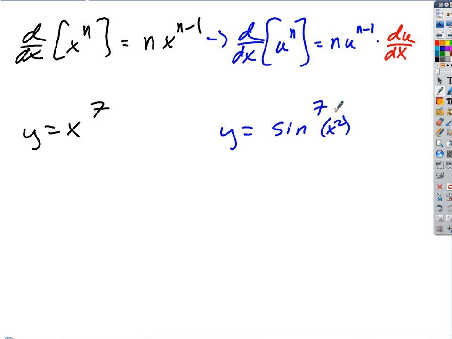See what I'm saying? Because this is really just equal to sine of x squared to the seventh. And the power rule tells us that the derivative of u to the seventh is 7u to the sixth. Now, it also tells us we've got to keep going. It tells us whatever's inside, we have to take that derivative next.